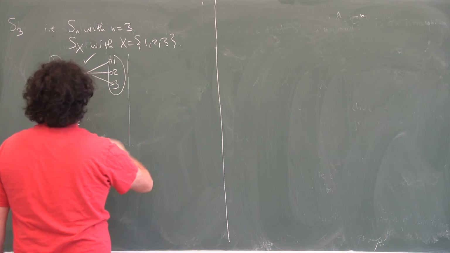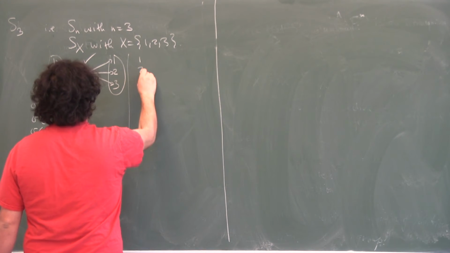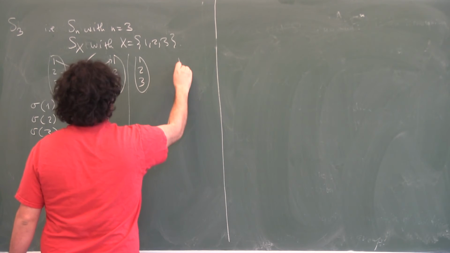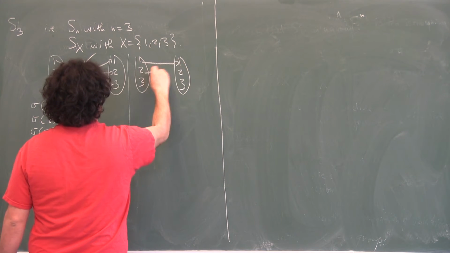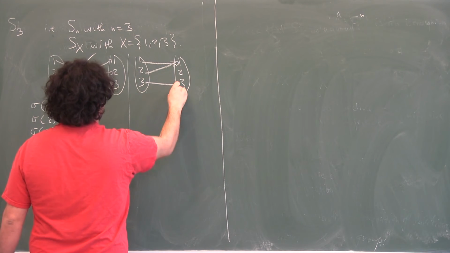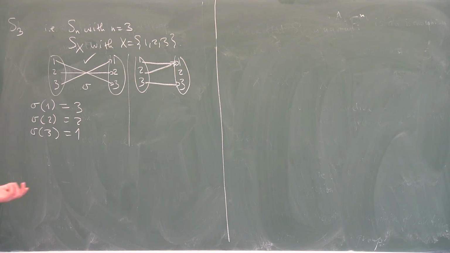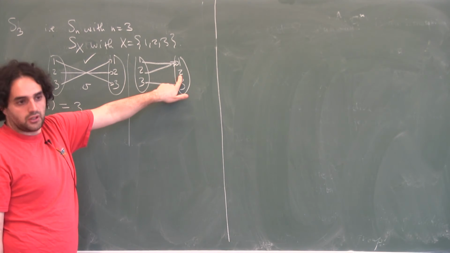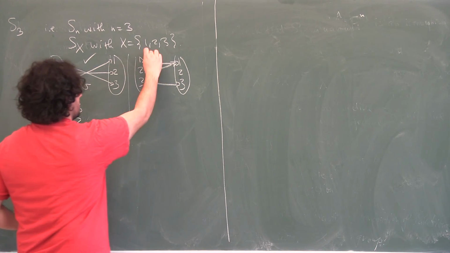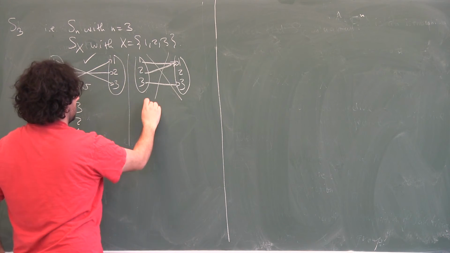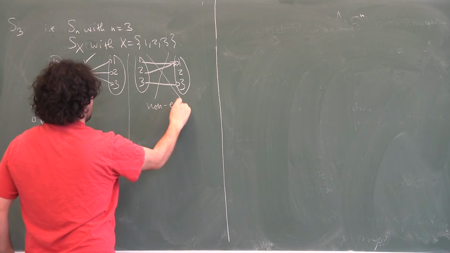Now, what is a non-example? If I do 1, 2, 3, 1, 2, 3, and I map 1 to 1, 2 to 1, and 3 to 3, then both the injectivity and the surjectivity are violated. 2 is not hit by anything, and 1 is hit by both 1 and 2. So this is a non-example.